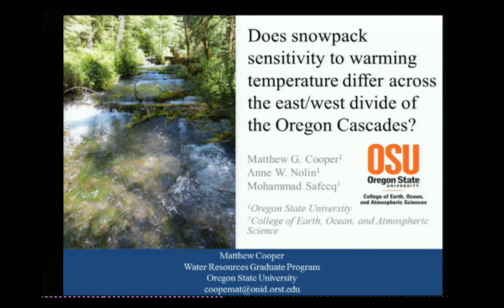So the results that I'll be presenting today are the results of one modeling experiment comparing the sensitivity of the mountain snowpack in a watershed on the east side of the Cascades to a watershed on the west side of the Oregon Cascades. So zooming in to a higher resolution application than the broad regional trends that Phil just presented.